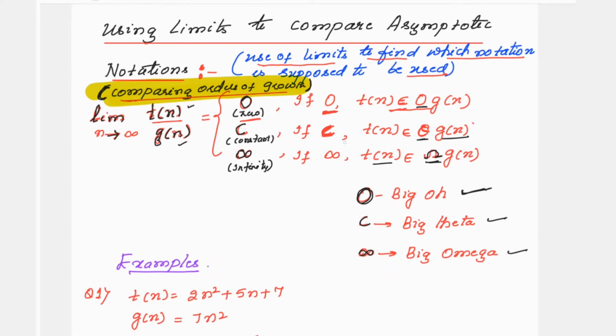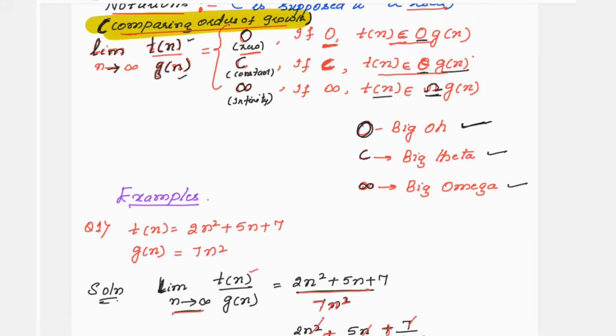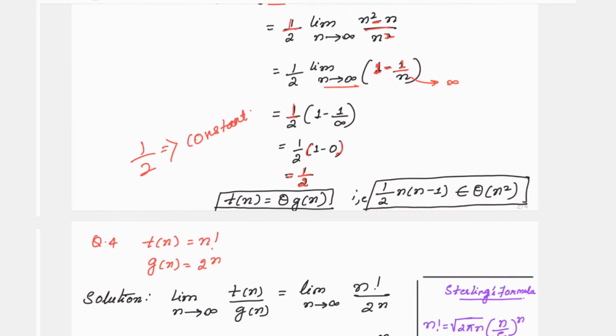If the value is constant, then t of n belongs to theta of g of n. So that is what we have written. t of n belongs to theta of g of n. So what is t of n? Given is half n into n minus 1 belonging to theta of n square.